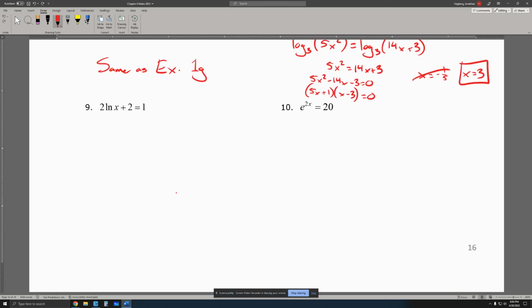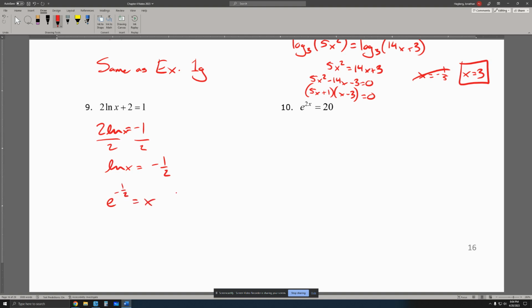Number 9, we want to get the natural log by itself. First thing we're going to do is subtract 2 from both sides. 2 natural log is equal to negative 1. And then dividing both sides by 2, we get natural log, oops, I forgot my argument, natural log of x equals negative 1/2. So that tells us, rewriting, e to the negative 1/2 is equal to x.